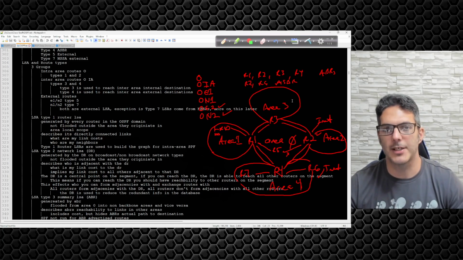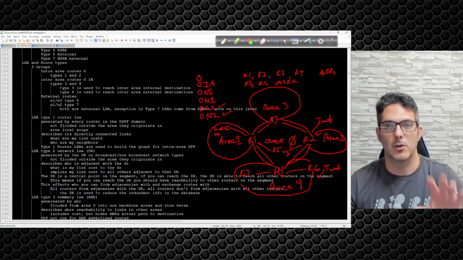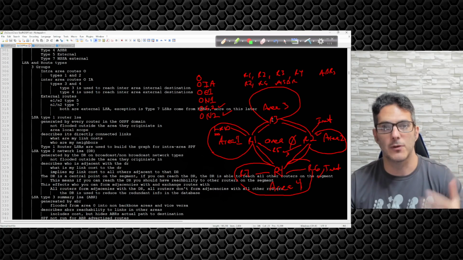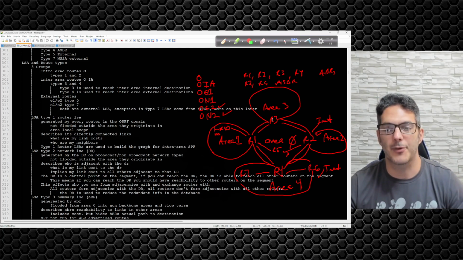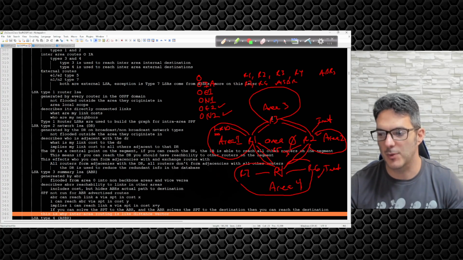Type 1 LSAs will generate SPF inside their area, but that information is not propagated up here. Unless that link goes away, and then R3 will retract or remove the type 3 LSA for that particular prefix. So keep that in the back of your mind as well.